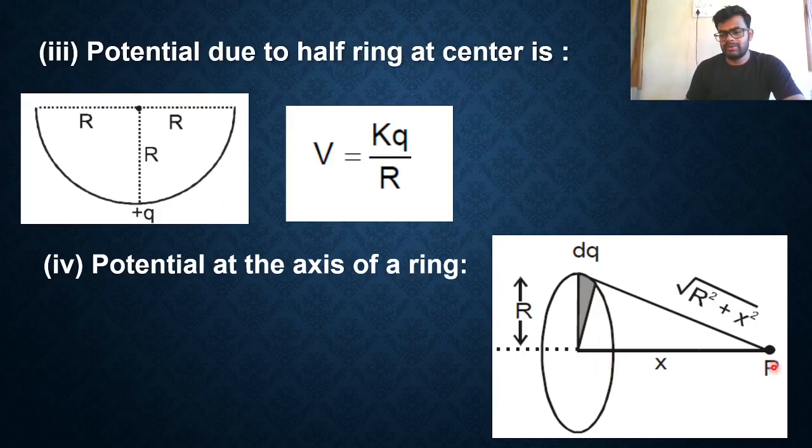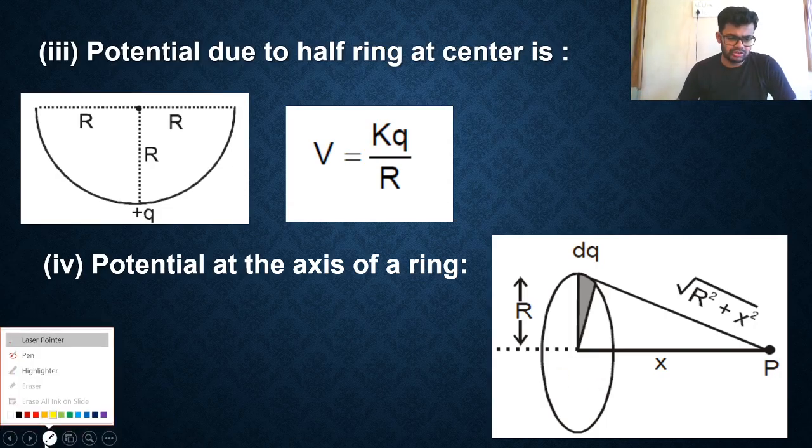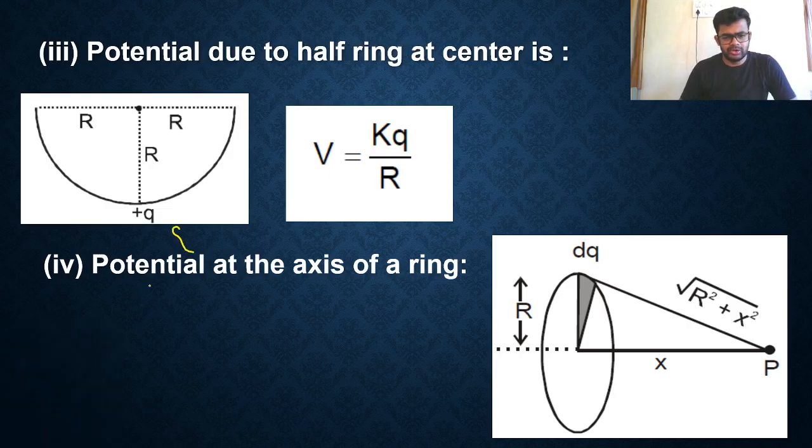So what will that be at the point? I am saying from the center, the point P is at distance x, and the radius of this ring is capital R. So what is the distance of a circumference point from point P? That we need to find. Using the Pythagoras theorem we'll get it. You can write this ring: this is the center, this is point P, this distance is x and this distance is capital R.